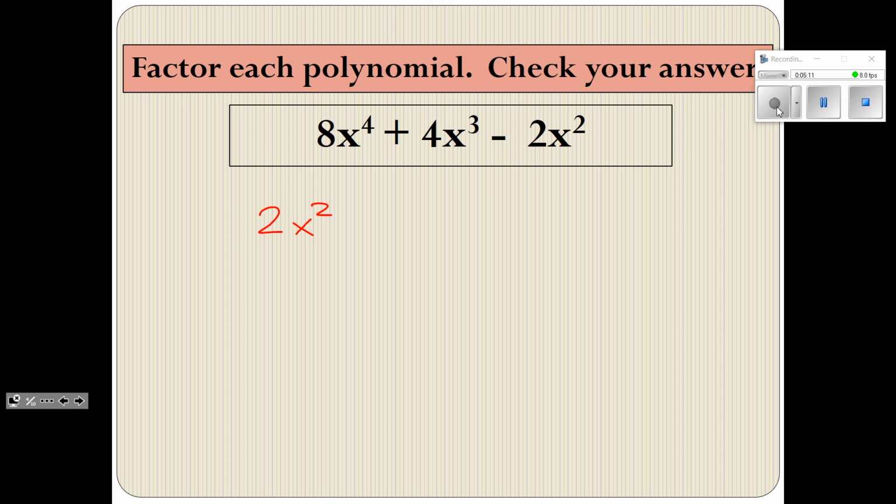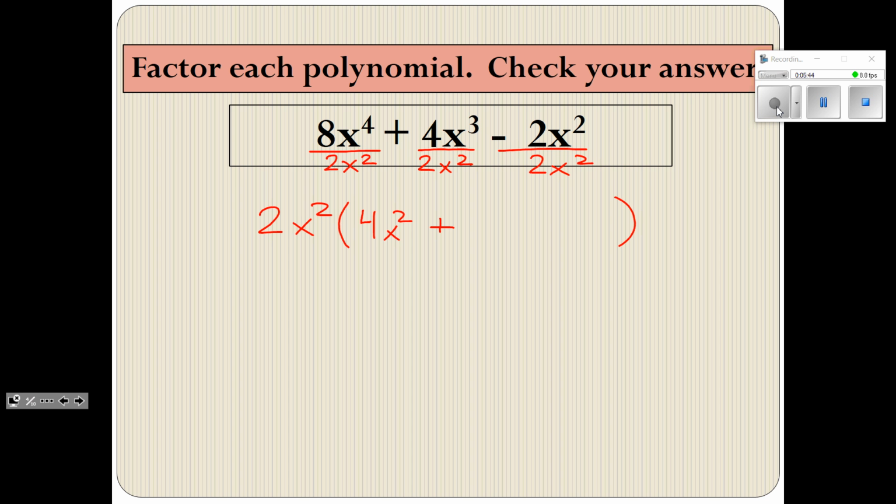Now, mentally, what you're trying to do here, basically, to see what is left, you're dividing each term by that greatest common factor. This is the same thing we were doing. I'm just writing it differently to see what is left. So inside our parentheses, we're going to write what is left after we take a 2x squared out of each term. So 8x to the fourth divided by 2x squared. 8 divided by 2 is 4. X to the fourth divided by x squared is x squared. So that's your first term.